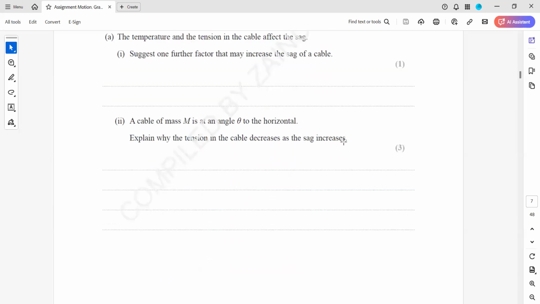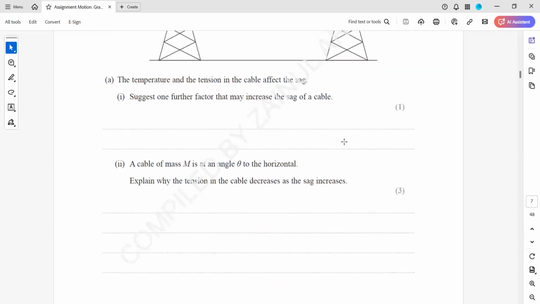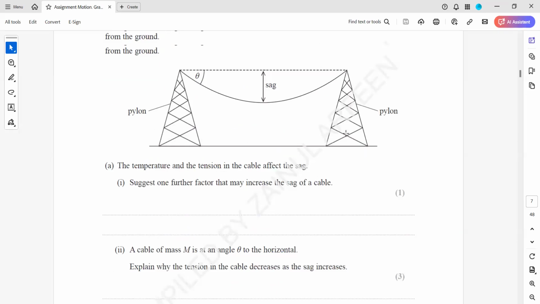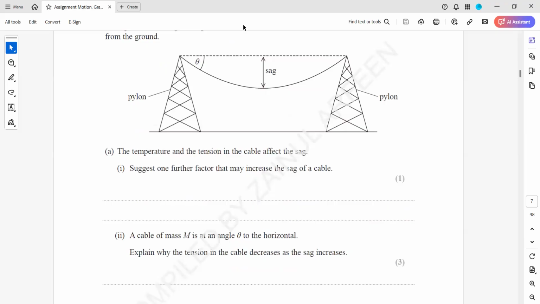The cable of mass M is at an angle theta to the horizontal. Explain why the tension in the cable decreases as the sag increases. First, what will happen? Its weight will act downward. And the tension is also a pull. Compared to the pylon, the direction of the tension for the pylon will be like this. But with reference to the weight, it will be in this manner. So this is a tension.